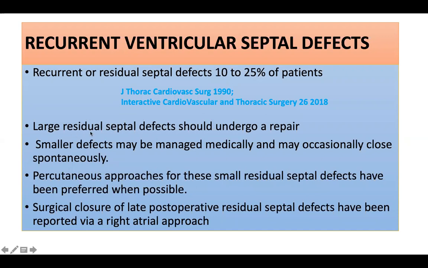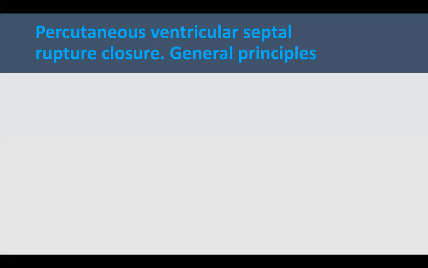Large residual defects, what should we do with them? If they are large, it is better to redo them. If small defects, most of them are manageable by percutaneous closure, or there have been reports of spontaneous closure. If they are not hemodynamically significant, a very tiny jet, I think just leave them alone. And even if they come late, let's say a couple of months or even more, you can do a right atrial approach as we do in the pediatric VSD cases.